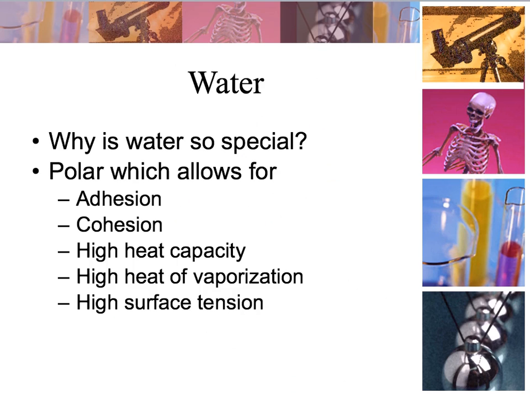So we've been talking about water for a while, but why is water so special? It's polar, and that polar type of bond allows for adhesion, cohesion, high heat capacity, high heat of vaporization, and high surface tension. So let's talk about those characteristics of water.